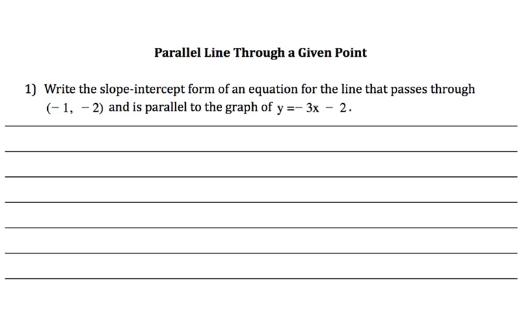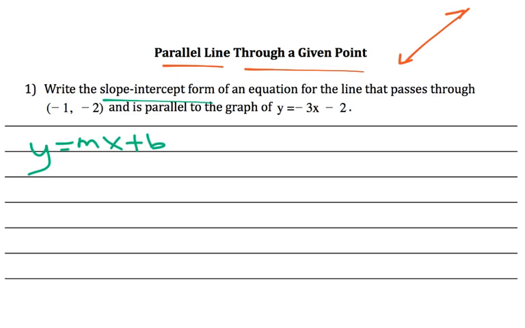So let's take a look at how we would do a first type of problem here. So write the slope-intercept form. Here's y equals mx plus b. So we've dealt with how to deal with the slope of a line through a given point, and now we're going to talk about a parallel line through a given point. So geometrically, this means, well, I know some things about this first line. Maybe I know its slope.